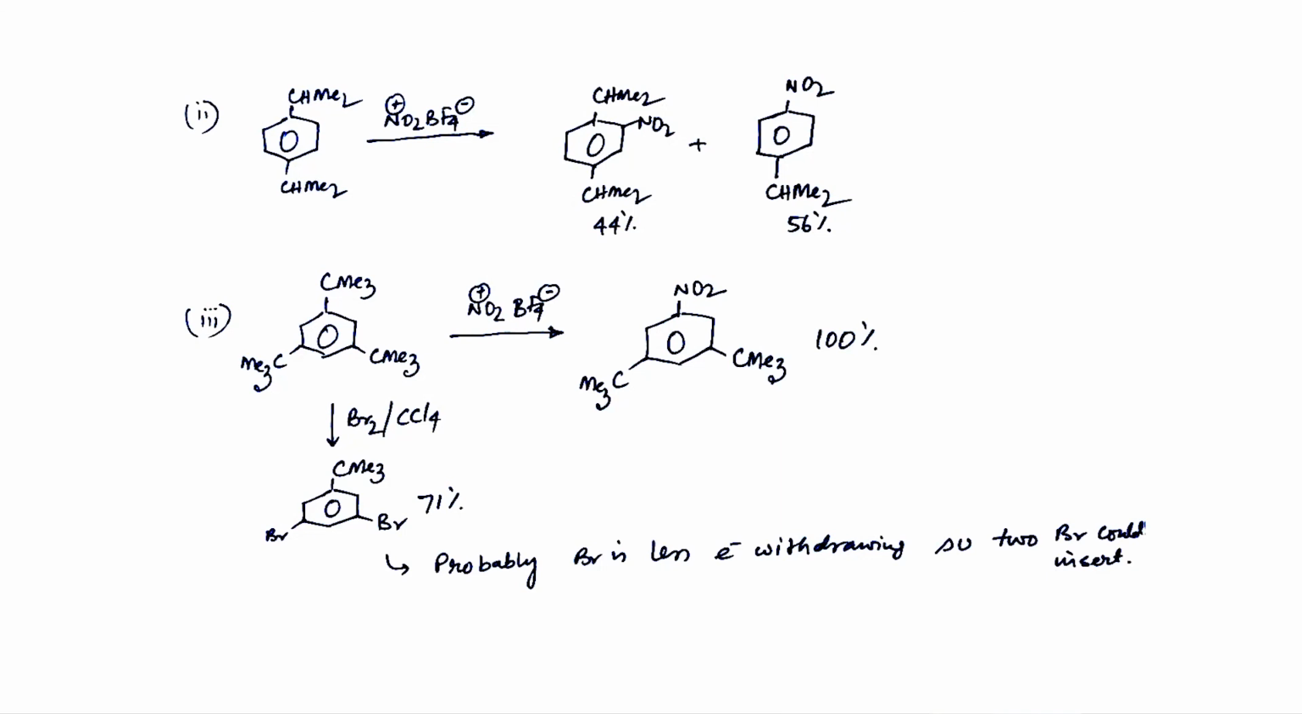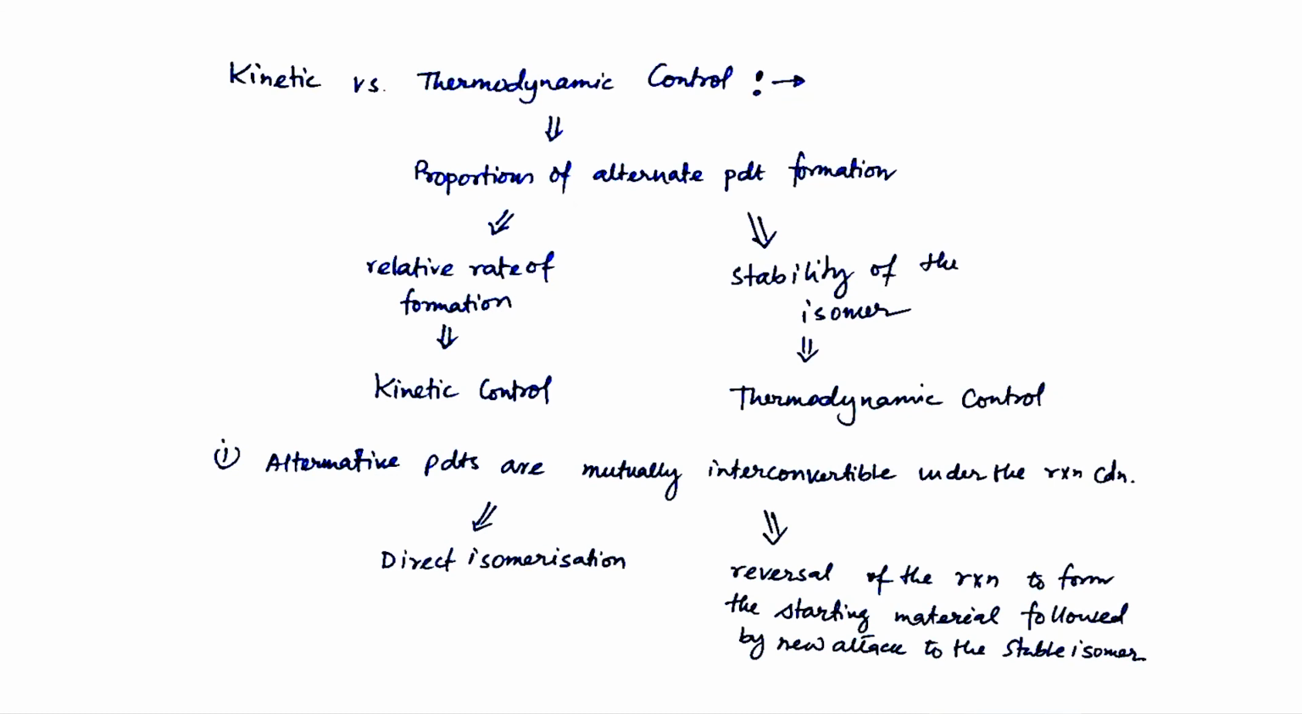Okay, so let's go to the last part of today's lecture. This is the kinetic versus thermodynamic control. I think most of you have also heard about this. In layman's language, when the reaction is a bit faster, this is kinetic. When the reaction is slower and the product more stable, it is thermodynamic. How it happens, when it happens, why it happens.